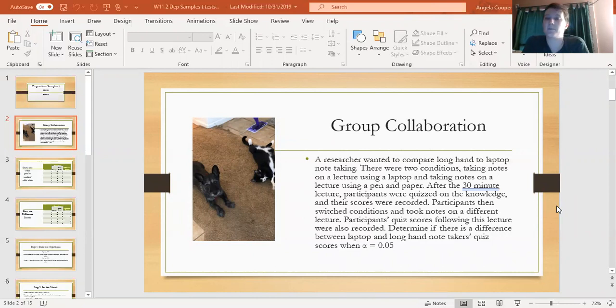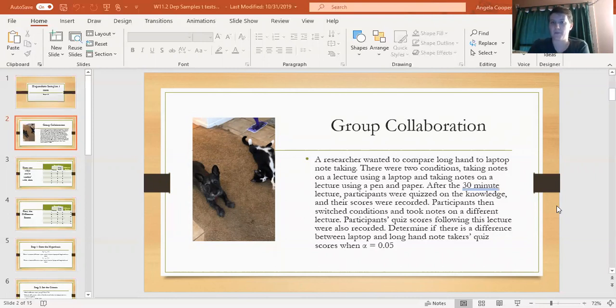So a researcher wanted to compare longhand to laptop note-taking. Oh my God, this sounds so familiar. So there were two conditions: taking notes on a lecture using a laptop, and the other condition was taking notes on a lecture using a pen and paper. After this 30-minute long lecture, participants were quizzed on the knowledge and their scores were recorded. Participants then switched conditions and took notes on a different lecture. So participants' quiz scores following this lecture were also recorded. Same situation, they had 30 minutes taking notes on a different lecture and their quiz scores are recorded.